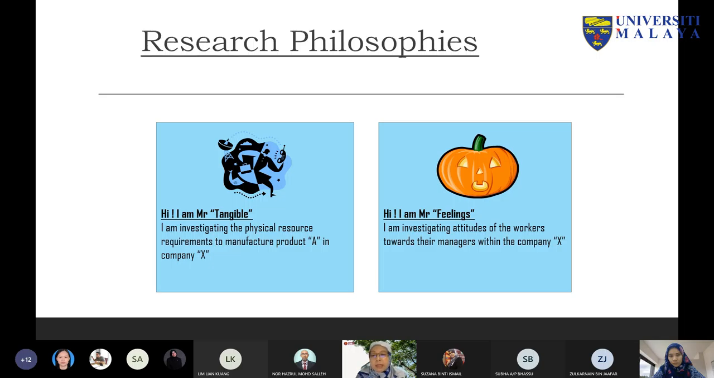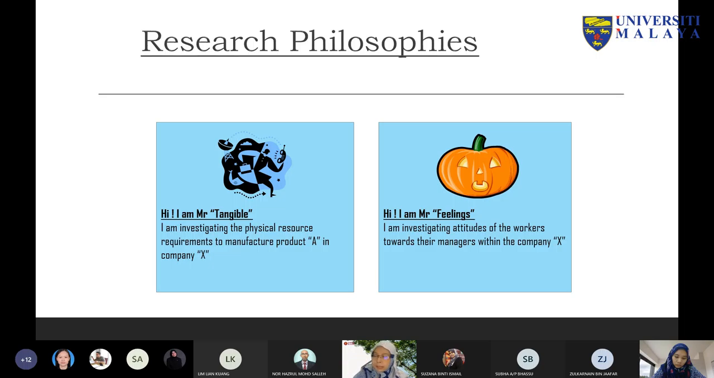Okay, both of them are actually investigating a factory or a company. Mr. Tangible said, look, I'm investigating the physical resource. What is the physical resource? The machines and everything to produce the production. Mr. Feeling said, okay, I will also look into the production rate, but I'm going to investigate the attitude of the workers toward their manager, how they react, how they behave.